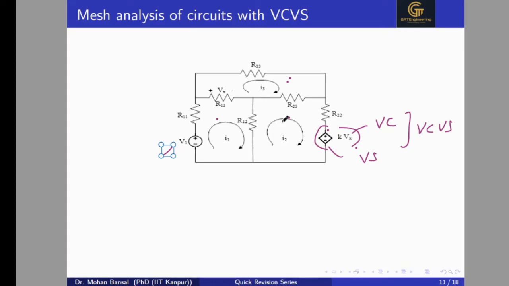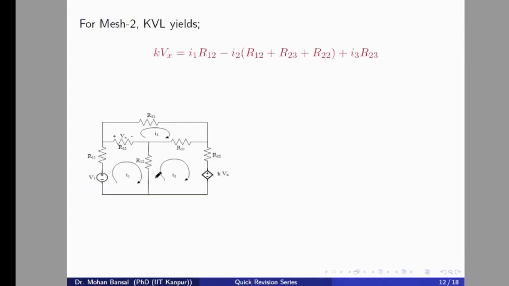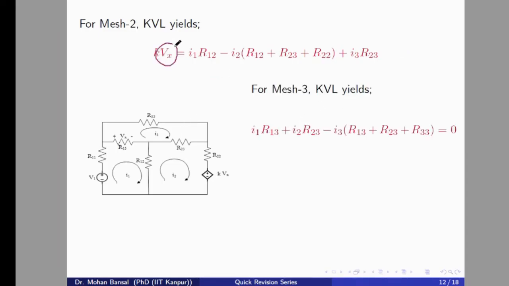Now we apply the KVL in mesh 2. We will get Vx is equal to I1 R12 minus I2 (R13 plus R23 plus R22) plus I3 into R23, that we are getting. And equation 1 is similar to the previous one, and equation 3 is similar to the previous one again. But now here we have three equations again, but four variables. Fourth one is now Vx.